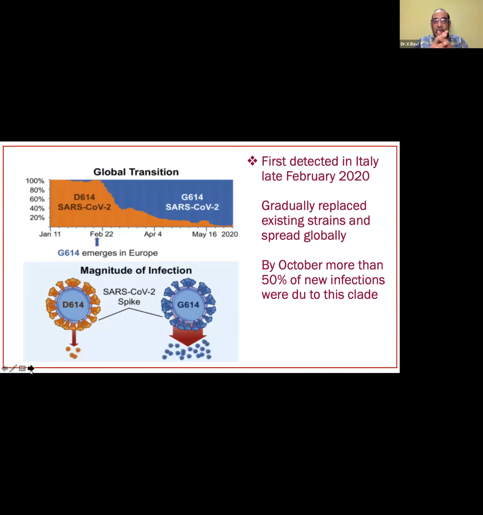Now, before I go on to tell you what variants we have today, I must tell you something that happened at the end of February. Italy reported one of the most important mutations in the spike protein, which is what classified A to B, and it was called B.1 at that stage.